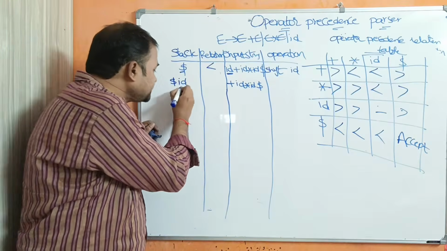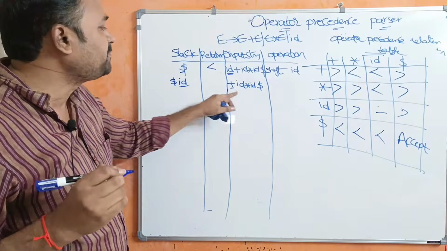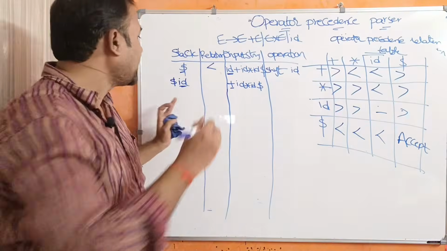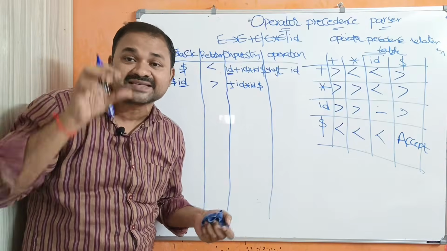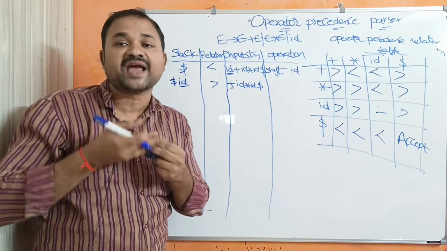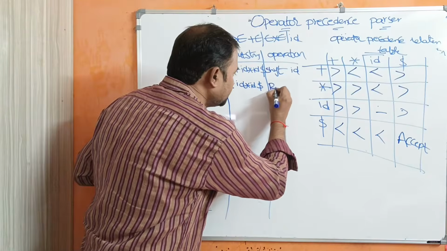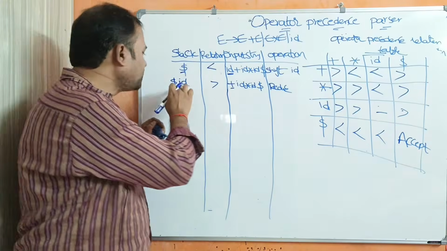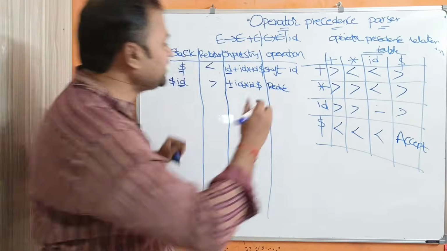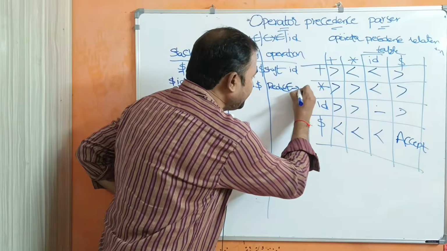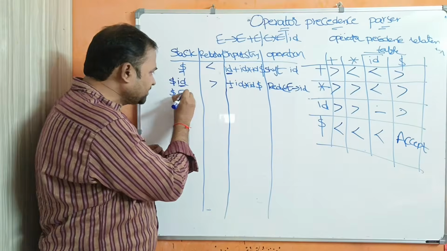So now what is the stack topmost symbol? ID. Next, what is the input symbol? Plus. So ID plus, ID has higher priority. If the stack topmost symbol has higher priority, then what we have to do? We have to perform the pop operation. So pop means we need to perform the reduce operation. So reduce. Here what is the stack topmost symbol? ID. What is ID? E. So we have to reduce ID to E. So that means in place of ID, we need to replace ID with E.